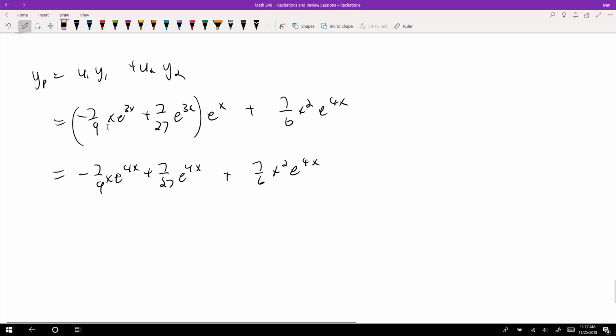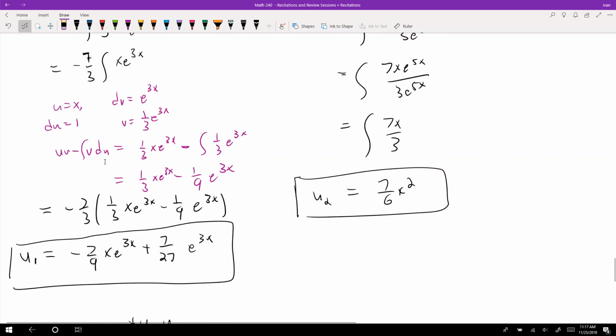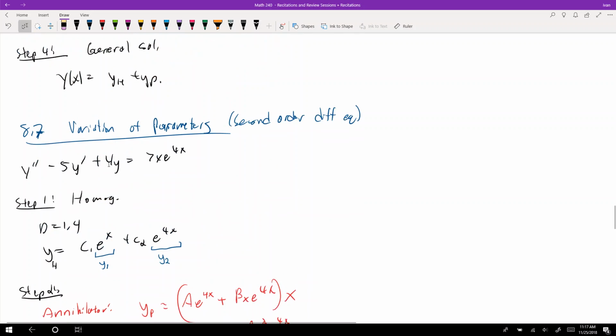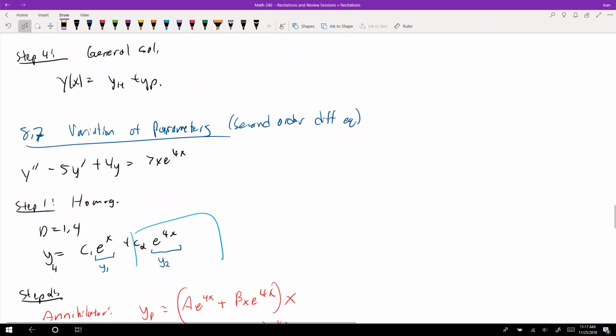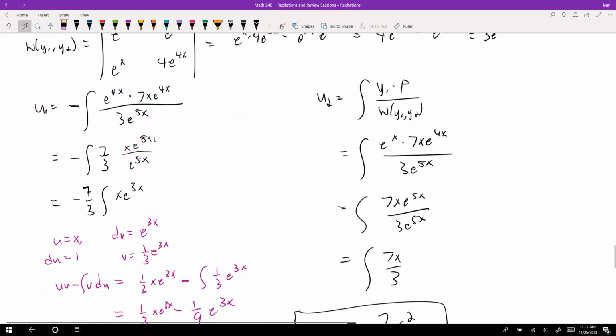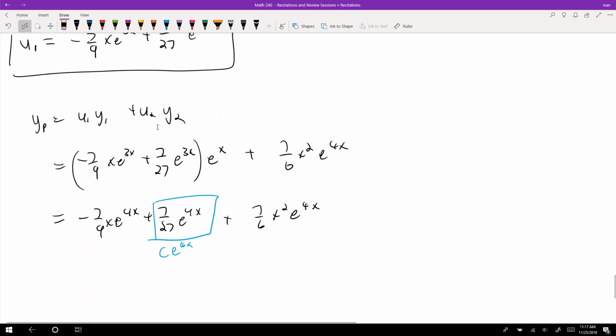So what's the problem? Well, the problem is this guy right here, 7/27 e to the 4x. This is really c e to the 4x, right? And where is that? e to the 4x is in the homogeneous solution. So it's fine if it pops up in the particular, because all we have to do is just get rid of it. So this is c e to the 4x. It's already in the homogeneous.